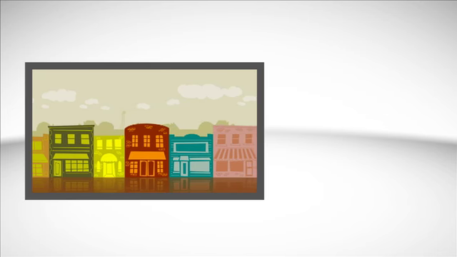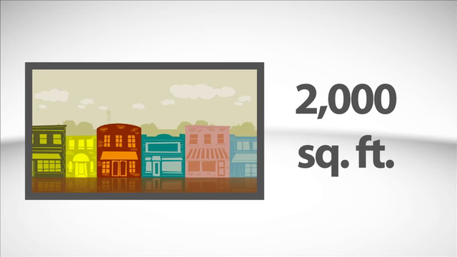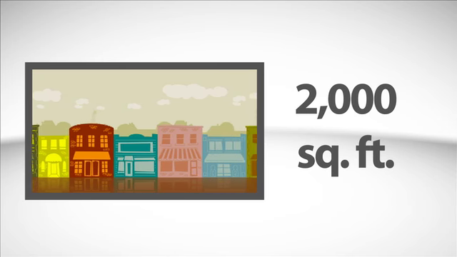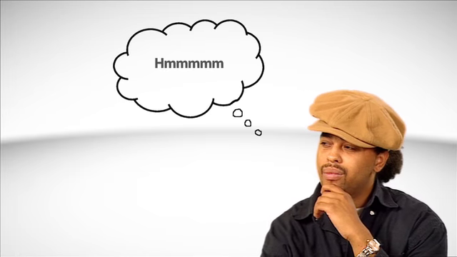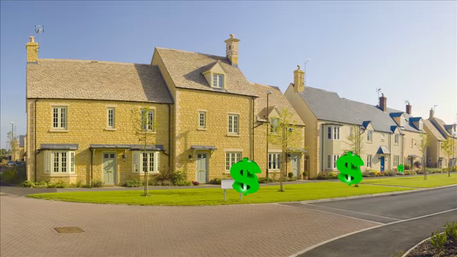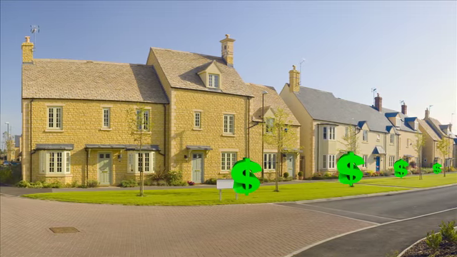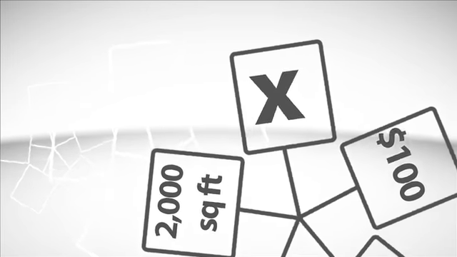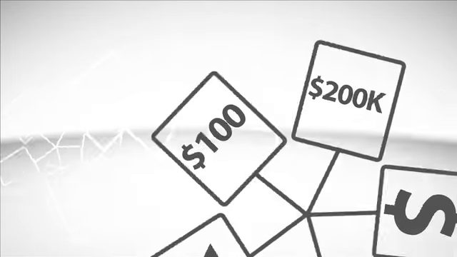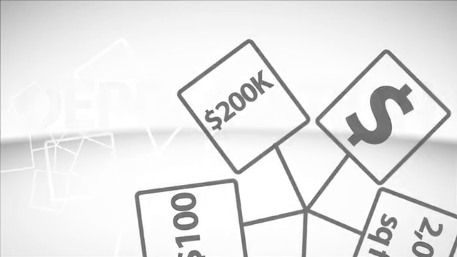Let's say a building is 2,000 square feet, and the average price per square foot to build it today is estimated at $100 per square foot. Don't get hung up on the price per foot because this changes over time and depends on costs in your community. But, using our numbers, the cost to replace the building would be 2,000 square feet times $100, or $200,000.